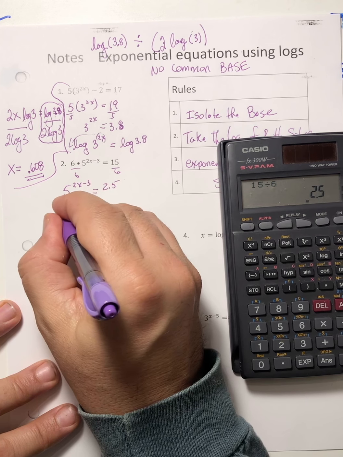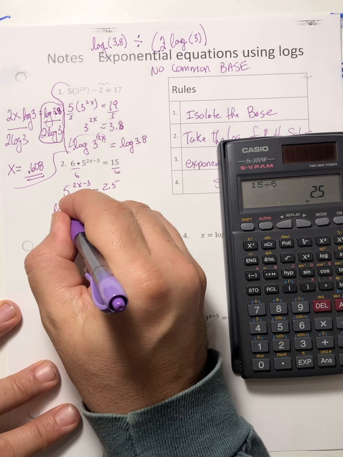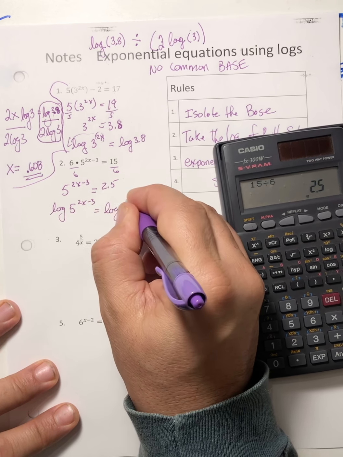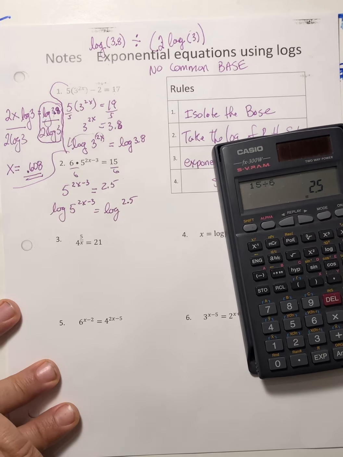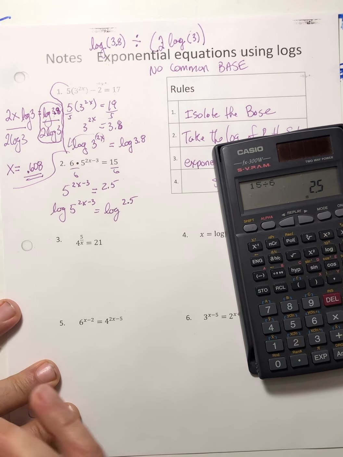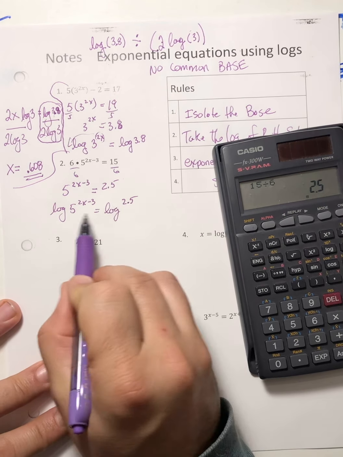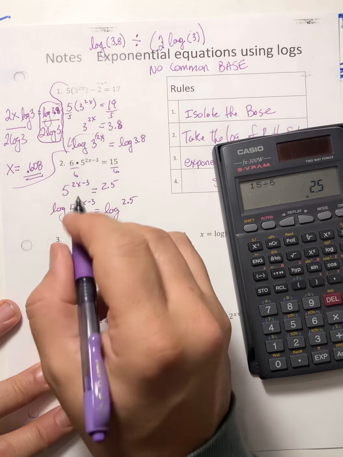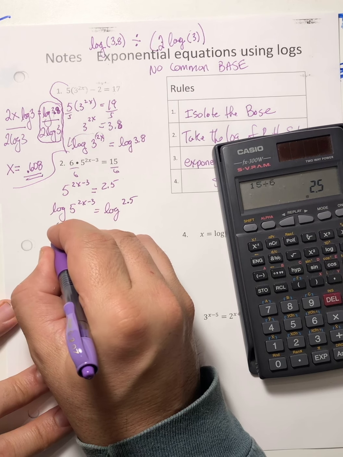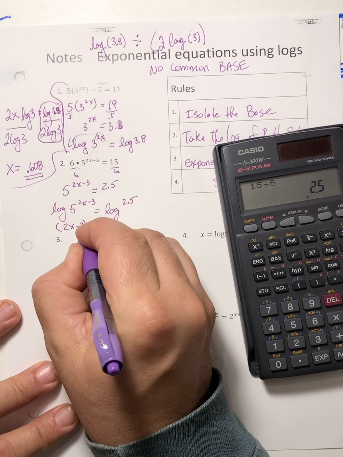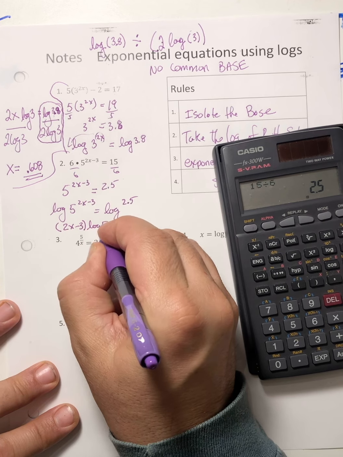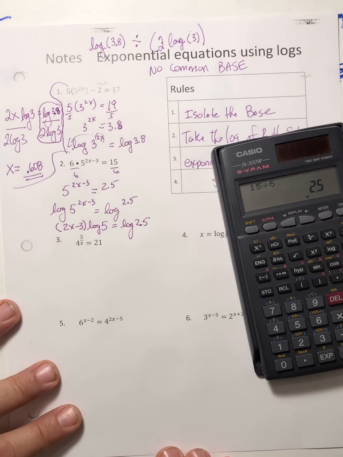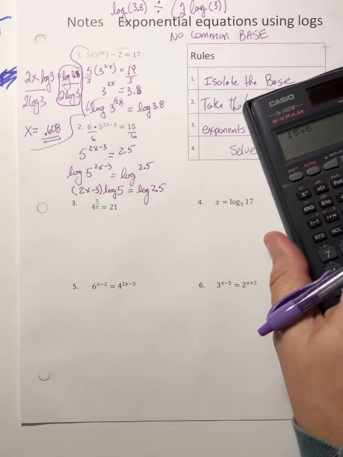So it's log of 5 to the 2x minus 3 equals log of 2.5. That's right. Now, there's my exponent right there, 2x minus 3. So when you write this out, you're going to put parentheses. So parentheses, 2x minus 3, close parentheses, then do your log 5 equals log of 2.5. Okay, I'm running out of room. I'm going to put this on another piece of paper.